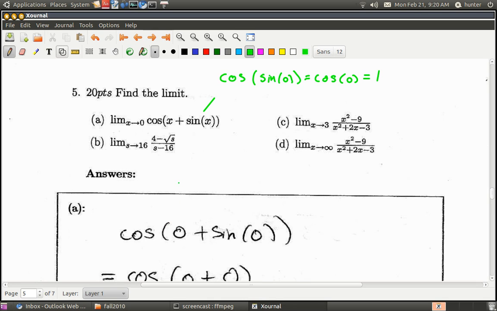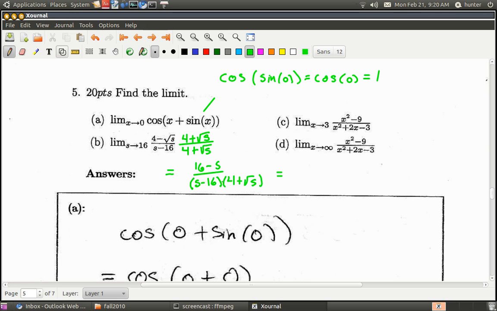And what about B? What happens if we just plug 16 in? Oh, there's a problem, right? If I plug in 16, I get a 0 in the denominator. So I've got to do this trick of rationalizing the numerator. I multiply by 4 plus the square root of s over 4 plus the square root of s. And what does that give me? The difference of squares makes this 16 minus s on top. And on the bottom I've got s minus 16, times this new stuff, 4 plus the square root of s.